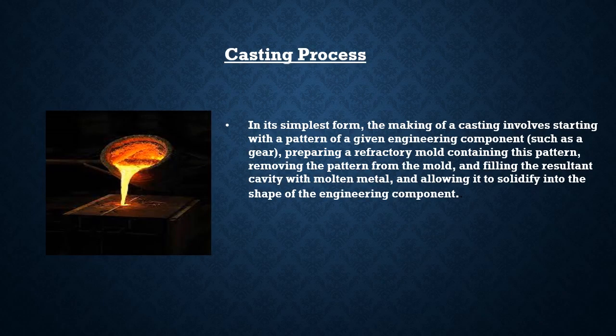The first process is the casting process in its simplest form. Casting involves starting with a pattern of a given engineering component such as a gear, preparing a refractory mold containing this pattern, removing the pattern from the mold, and filling the resultant cavity with molten metal and allowing it to solidify into the shape of the engineering component.